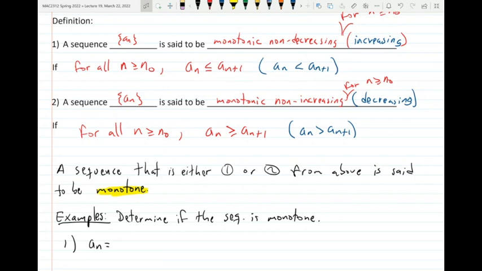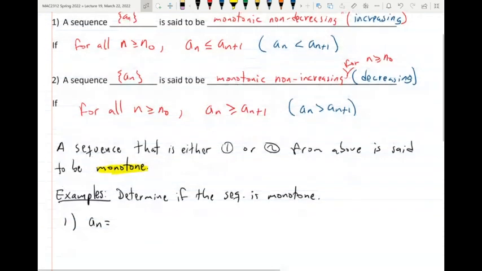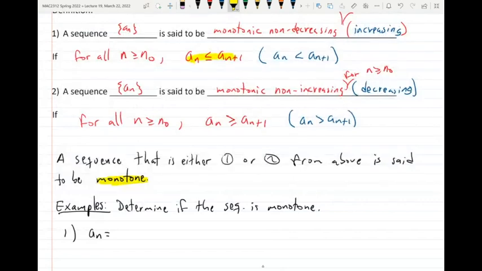You will see, we're going to do examples now, so this concept should sink in once we do the examples. The key here is the definition. For all n, when this happens, that means decreasing. Your terms are going down. When for all n that happens, that means increasing. Your terms are going up. That's what you care about.